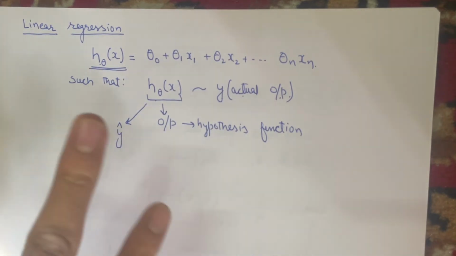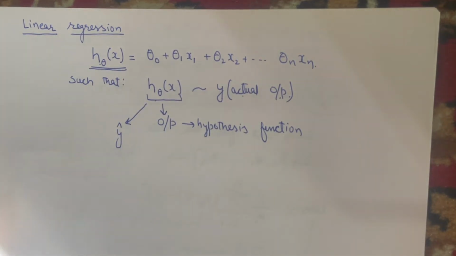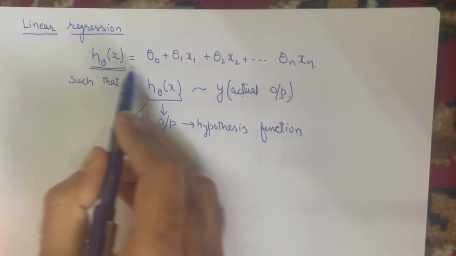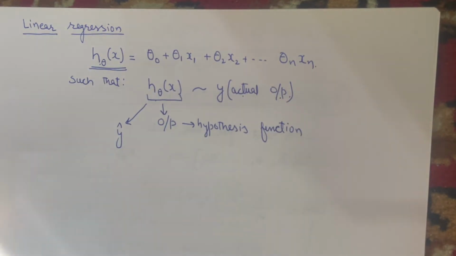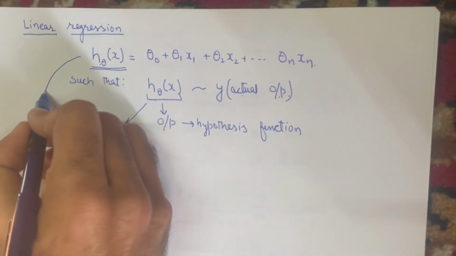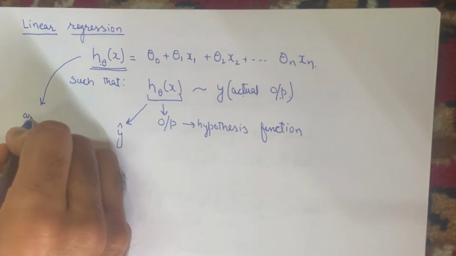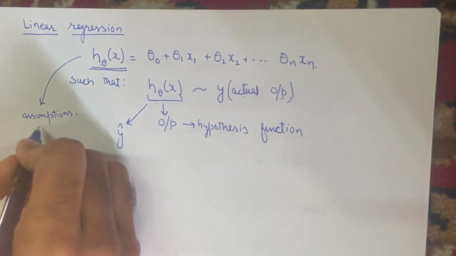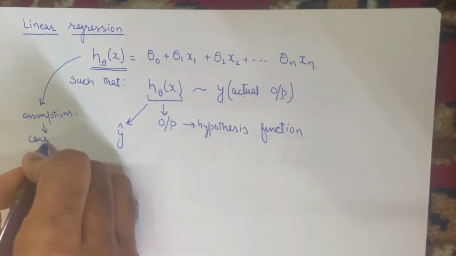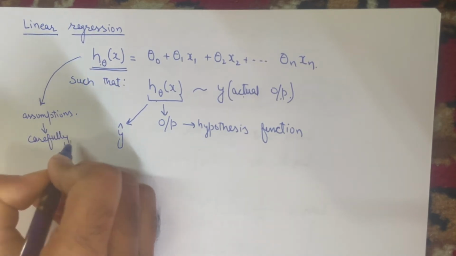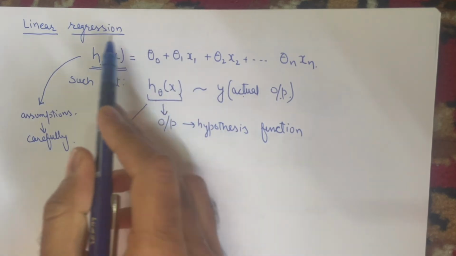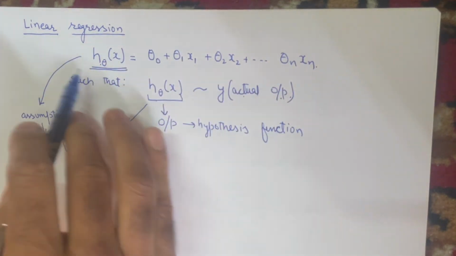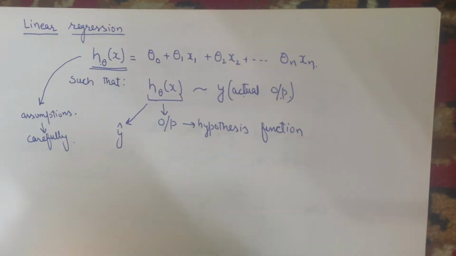But it is not always correct to assume a linear relationship. There may be a non-linear relationship between input and output also. In that case, our linear model won't work. So you have to make assumptions very carefully. Since we are discussing linear regression, we will assume that the data has a linear relationship.